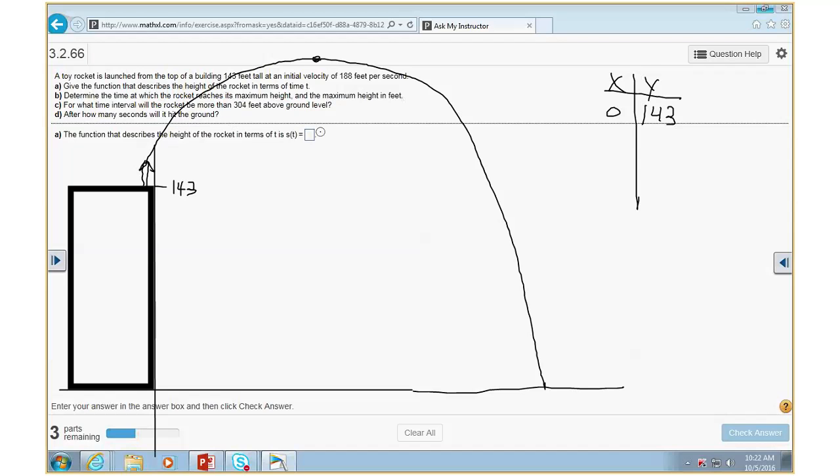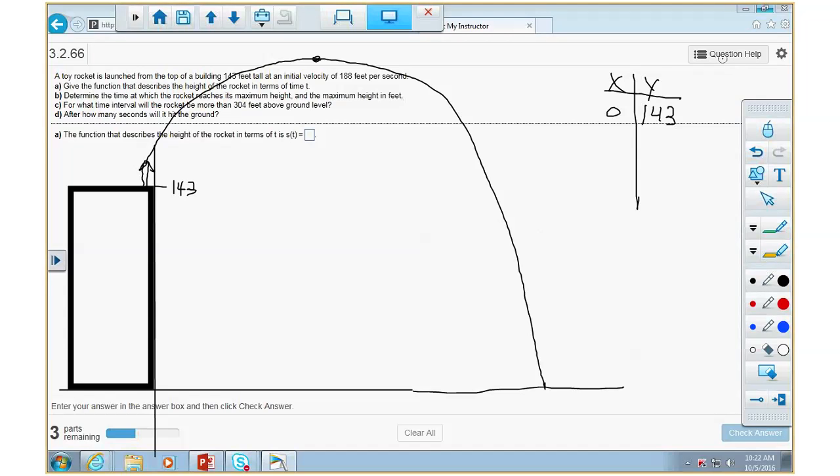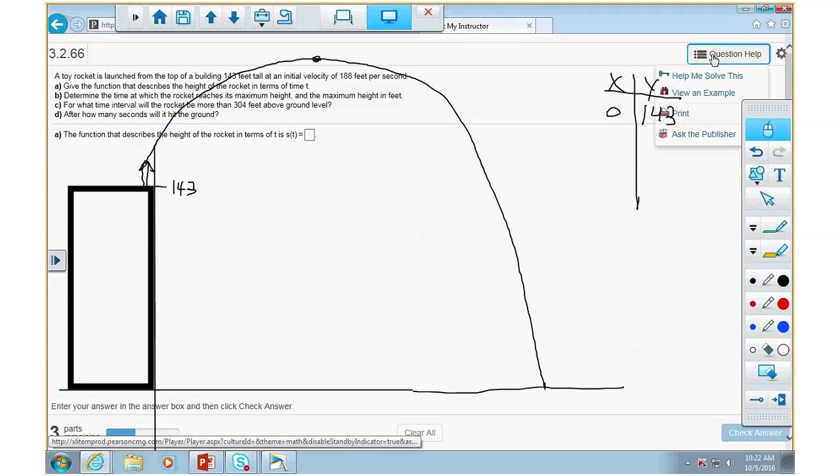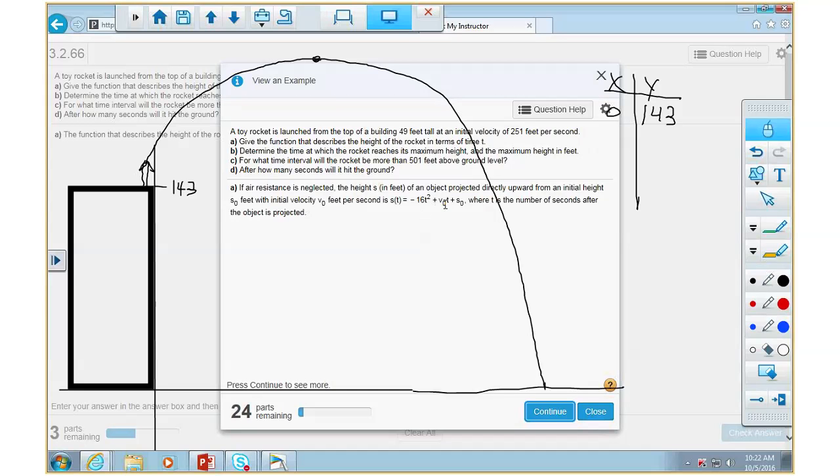They're supposed to give you a function for this. They have to give you a function. They can't just tell you to think up the function. There it is. Okay, they give you this function in the book. So you need to know that function.